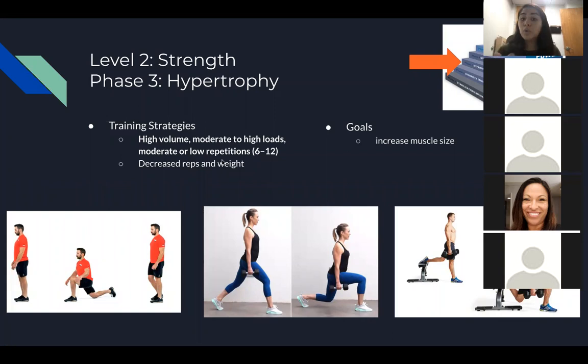And you also want to do lower repetitions when you're doing higher weights, especially when you're doing higher weights, because then you're not targeting maximal strength anymore. You're doing more of an endurance. So make sure you decrease your reps as you increase the weight.